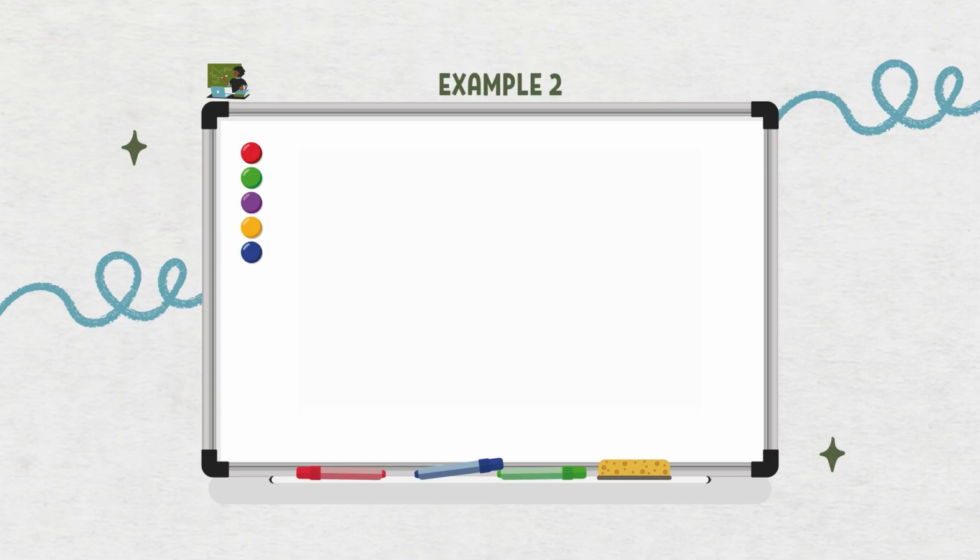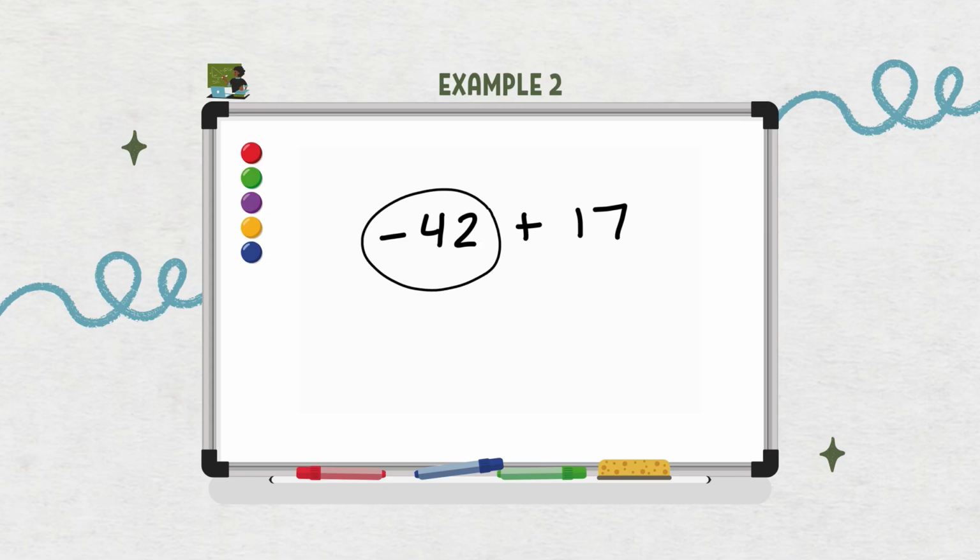Example 2. In this example, we are not going to need to rewrite the problem because we only see two operations here. The first number we see is negative 42. I'm going to highlight that in red. The second number I have is a positive 17. I'm going to highlight that in green.